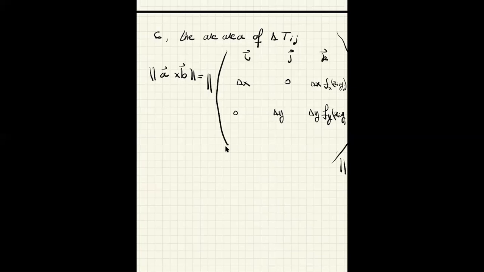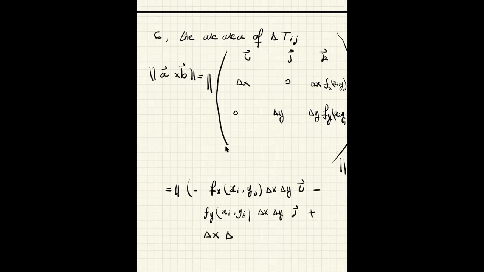Okay, which is the norm of the vector: minus f_x evaluated at the point x_i, y_j, times delta x delta y, i, minus f_y evaluated at the point x_i, y_j times delta x delta y, k, sorry, this is j, plus delta x delta y k. Norm.